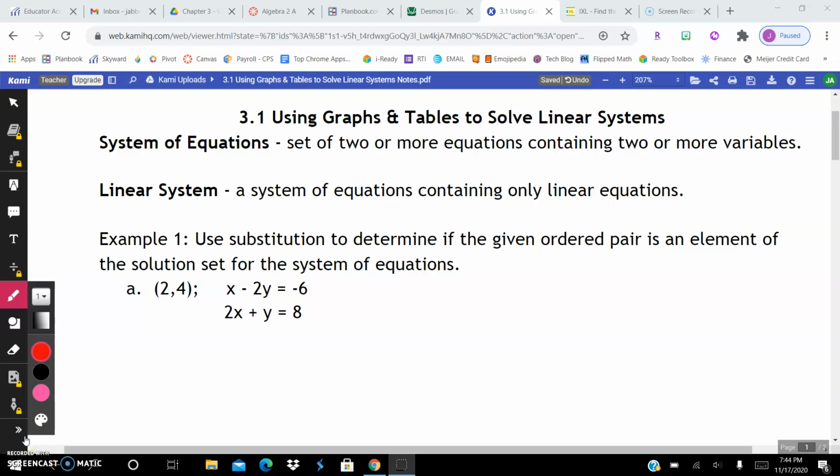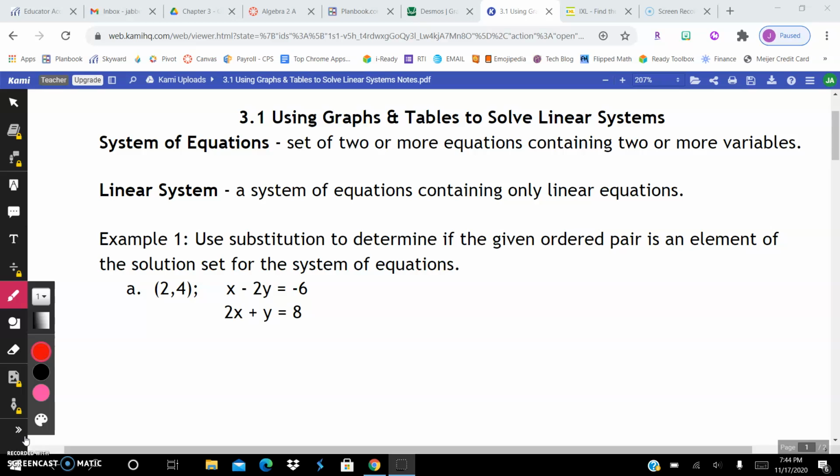Moving into chapter 3, we're going to start looking at linear systems. A system of equations is a set of two or more equations containing two or more variables. A linear system is a system of equations that contain only linear equations.